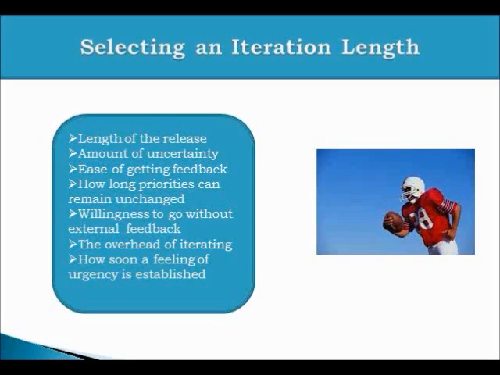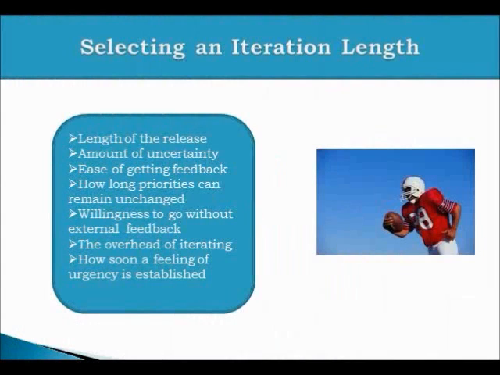It also represents how willing you are to go without taking external feedback, because the product owner may be giving you feedback on a regular basis, but during a sprint review you also get external feedback. And it is also a function of the overhead of iterations. So these are the factors which determine the iteration length.